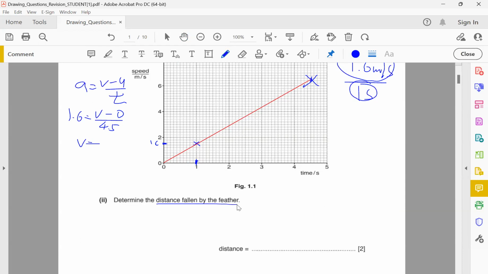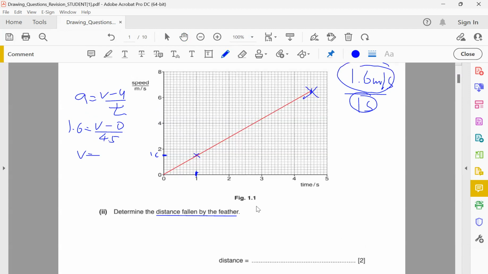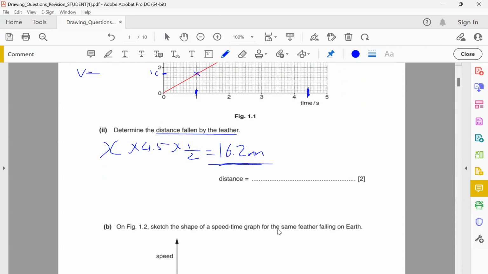Then after that, they ask you to find the distance fallen by the feather. How do I find the distance in a speed-time graph again? Area under the graph. Do not straight away do whatever number here multiplied by 4.5. You will have found the area of this rectangle instead. Instead, what you're supposed to do is take whatever number you found here just now, and this is your 4.5. That number multiplied by 4.5 multiplied by half because it's a triangle. And you should get how much? 16.2 meters. You all get 16.2 meters? Yeah, so this is your distance traveled.